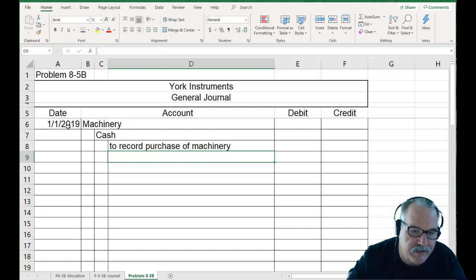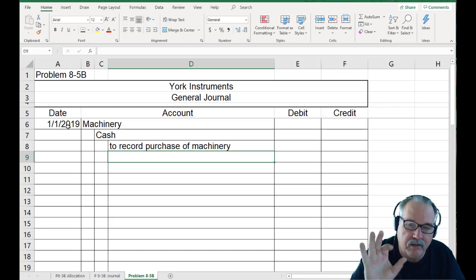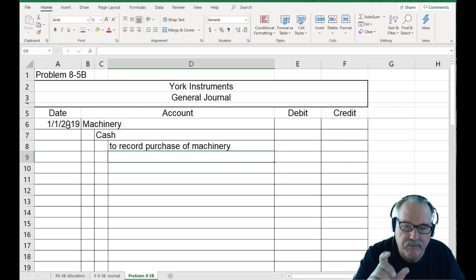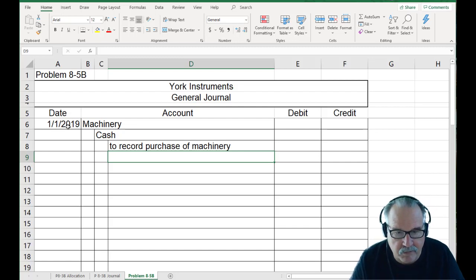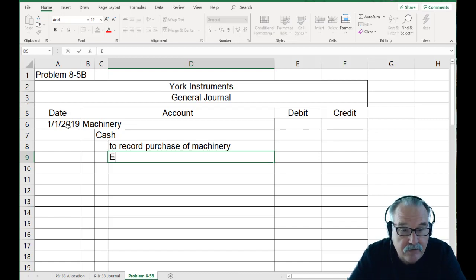You can imagine if we had a factory and we had a bunch of different machines, we want to be able to identify these. And most of the time, companies take a little sticker or a plate or something, and they literally put an ID number, their own internal ID number, on each piece of machinery, which is a really, really good idea. So we have the cost of the machine. Oh, by the way, they told us that the estimated useful life was 6 years.